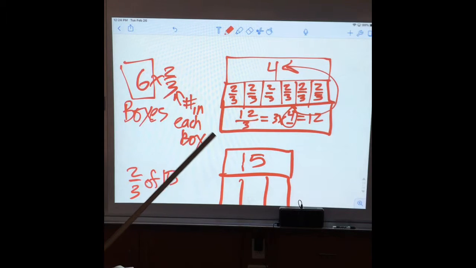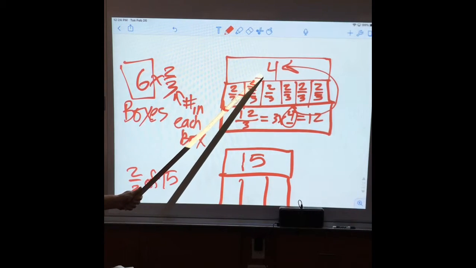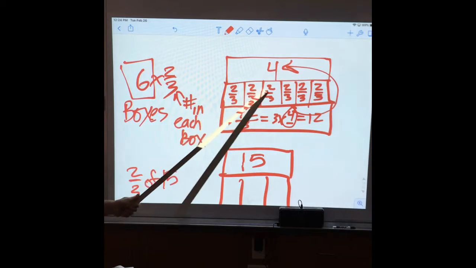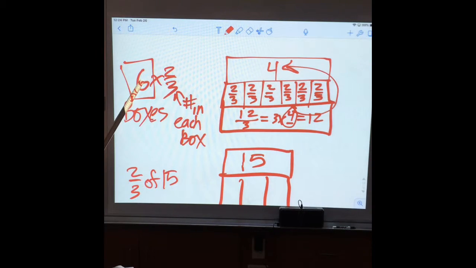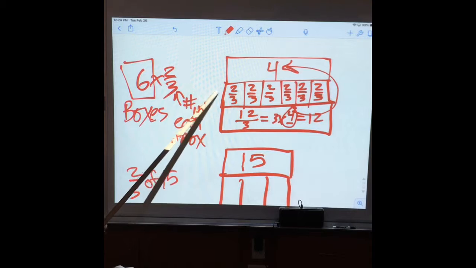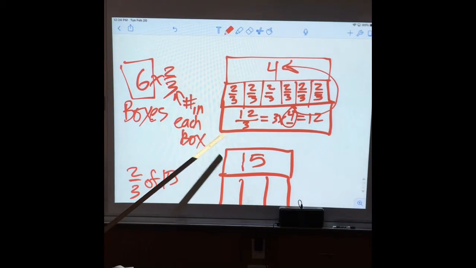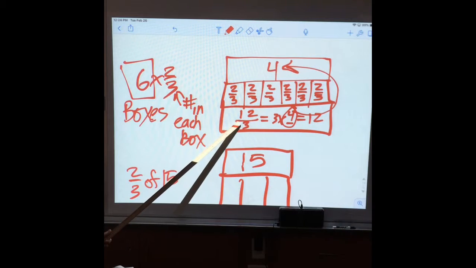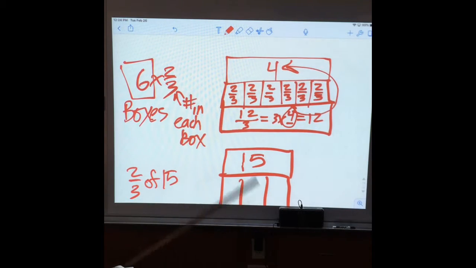That we started with. So sometimes they're going to give you the answer to the problem, and they're going to say, hey, they're going to cut it up into 6 pieces, and there's 2/3 in each piece. How much is it? Well, it's 12/3, and that would equal your 4. I hope that that's helpful.